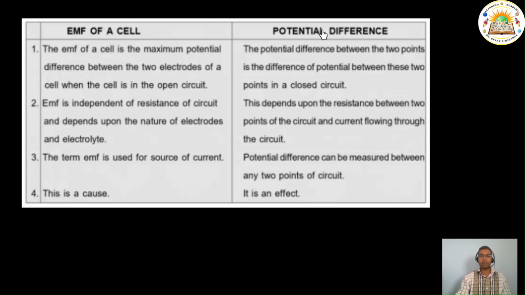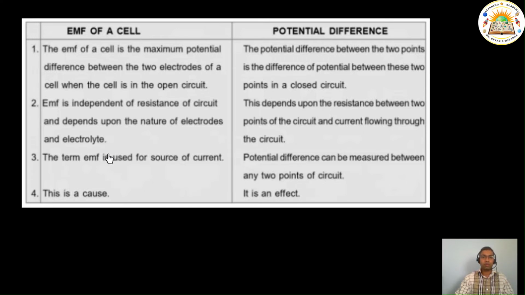Whereas potential difference depends on the resistance between 2 points in a circuit and the current flowing through it. That means we are looking at the external resistance in a potential difference. EMF is used for the source of current, whereas potential difference can be measured between any 2 points in a circuit. Now EMF of a cell is nothing but the cause because of which electrons will start moving. There is a force which causes the electrons to be in motion. Whereas potential difference is an effect, something that we can feel.